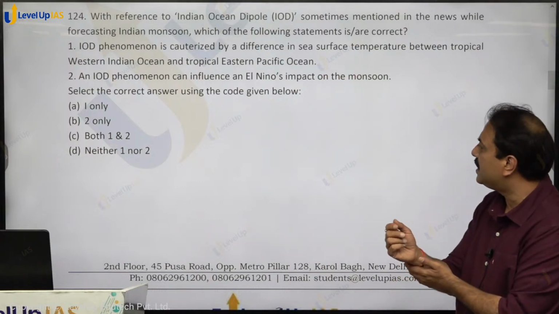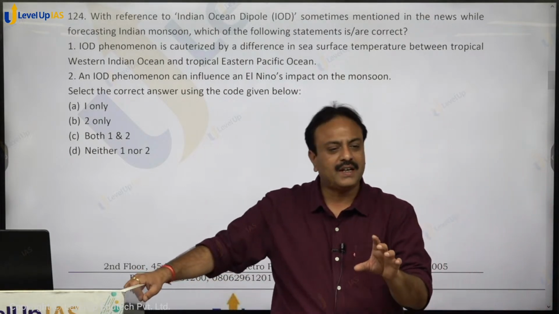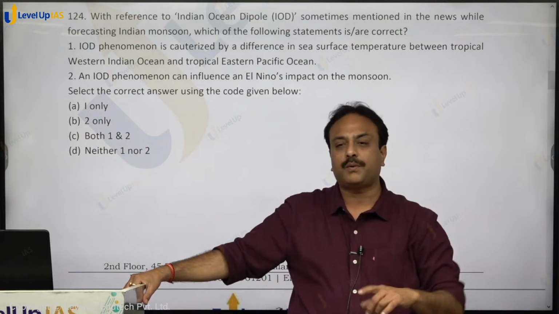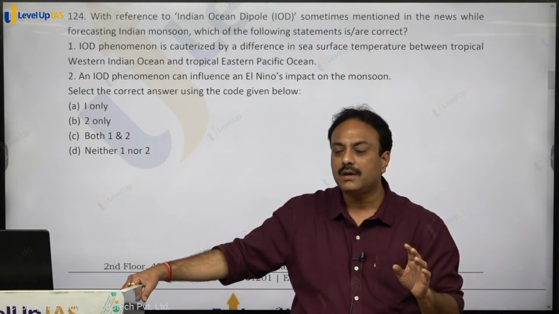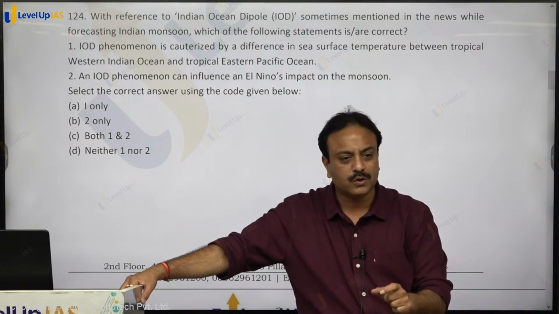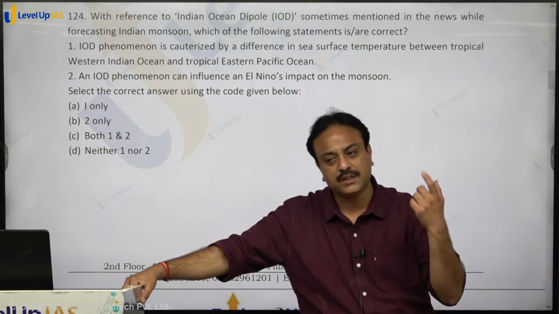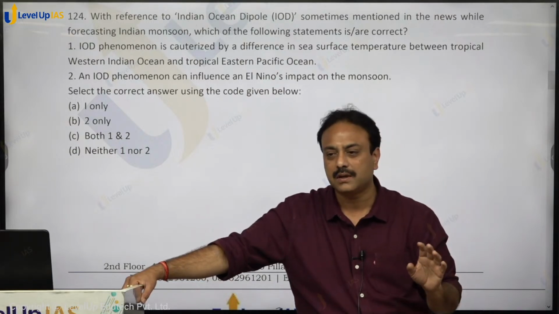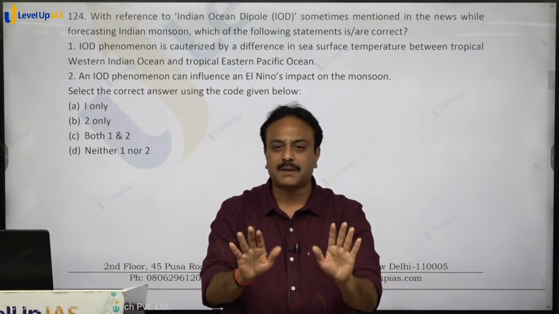An IOD phenomena can influence an El Nino's impact on the monsoon. When El Nino is there and suppose IOD is positive, then it can neutralize the impact of El Nino over the Indian monsoon. Yes or no? La Nina is there, IOD is also positive, monsoon will become very strong. La Nina is there, monsoon should be strong. Indian Ocean dipole positive is there, monsoon should be strong. But suppose Pacific decadal oscillation becomes very strongly positive, and the monsoon fails. La Nina is there, Indian Ocean dipole is also positive, everything is in favor of the Indian monsoon, everyone is sitting fully prepared, the rain will be very good.